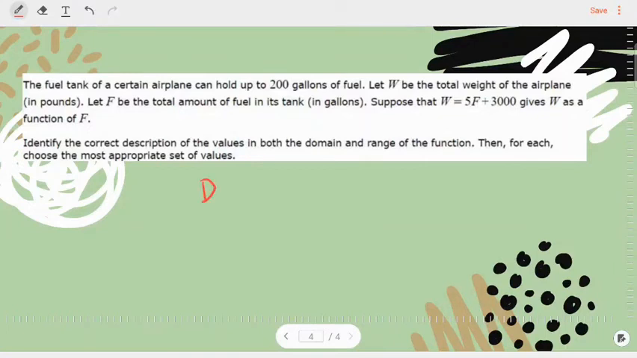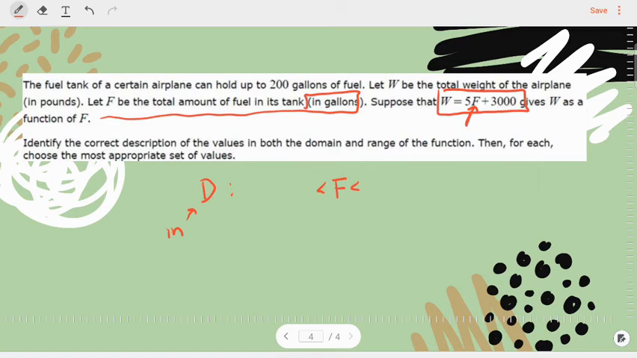So for domain, remember domain stands for the input. So I'm going to look at my equation and find the variable that represents my input. So in my equation, 5F plus 300, the input is the F. So I'm going to use F as my variable that I'm going to put in the middle of my inequalities. I know that this is going to be a continuous function because F is the total amount of fuel in the tank in gallons, and gallons is something that I measure. So remember, continuous things are things that I measure.